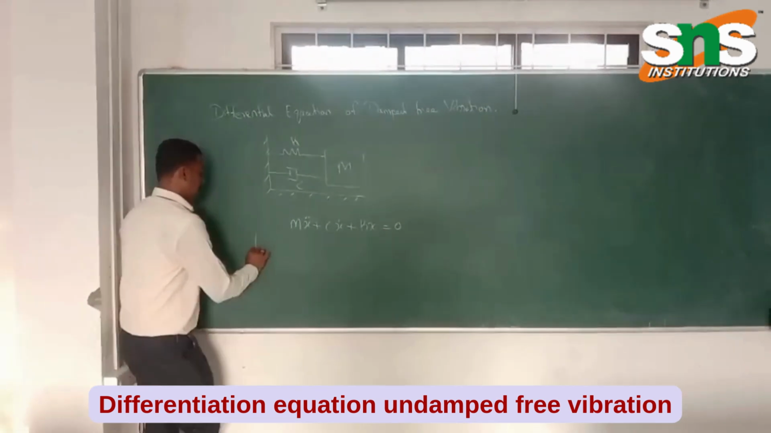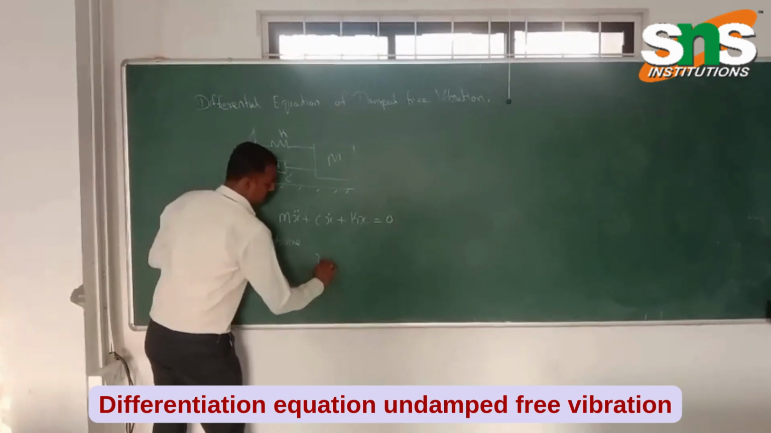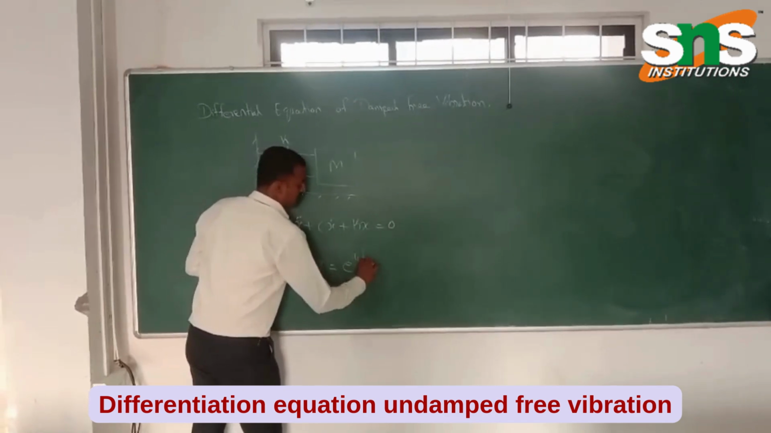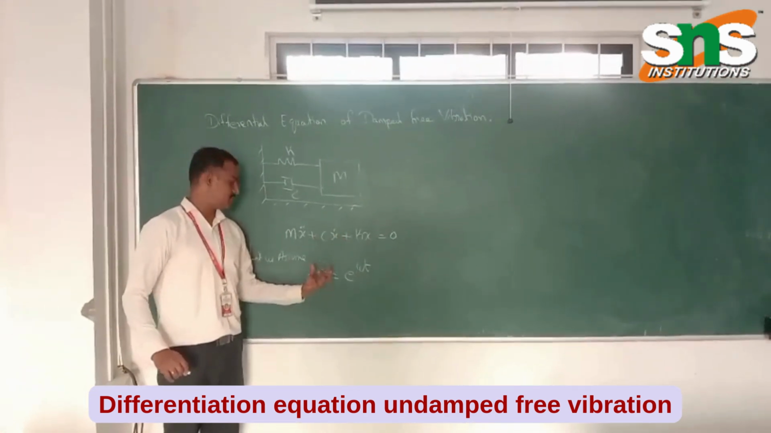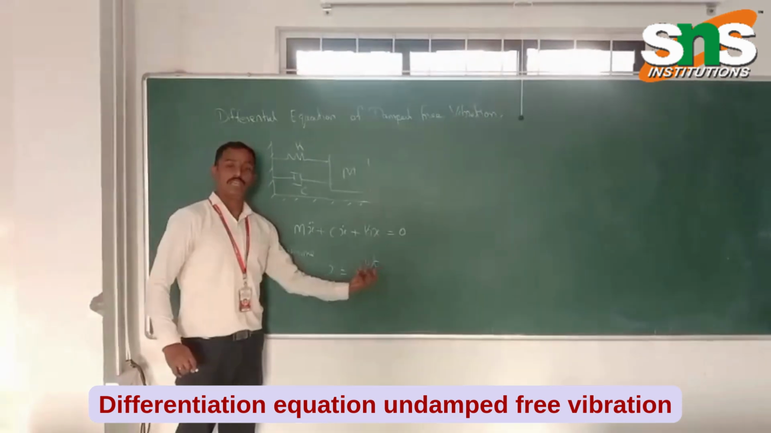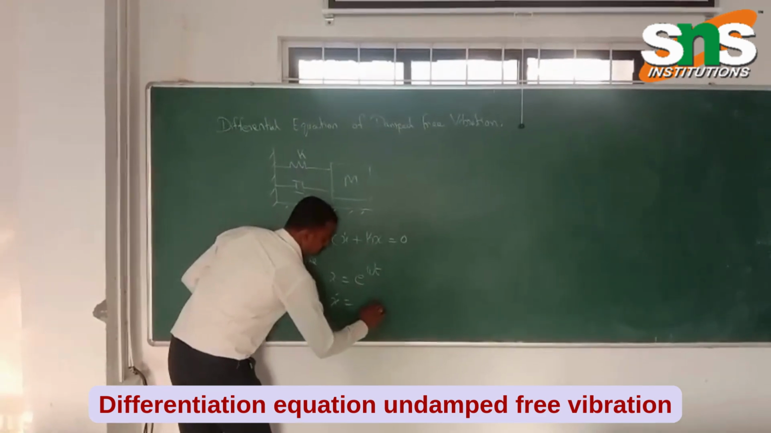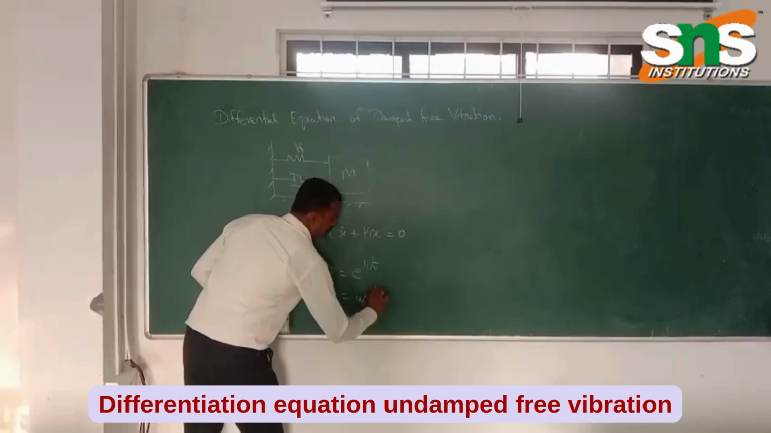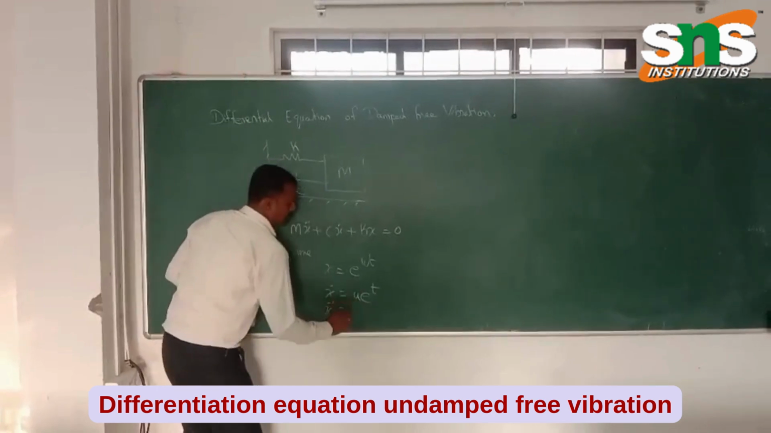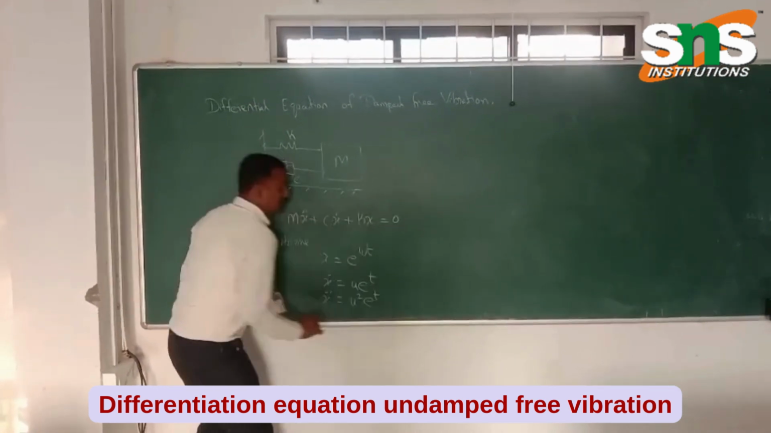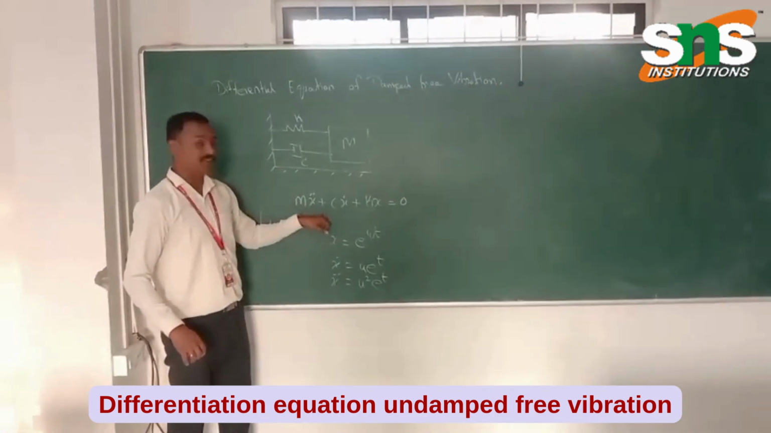So let us assume x equal to e power of ut. So let us say this exponential motion of the system is x equal to e power ut, and x dot will be u e power ut, and x double dot will be u square e power ut. So now we can replace this x dot and x double dot in this equation of motion.